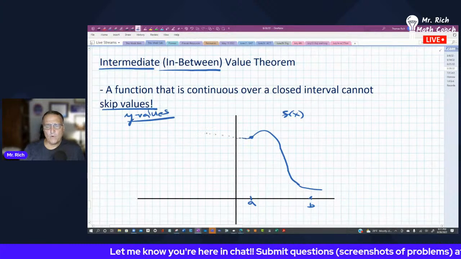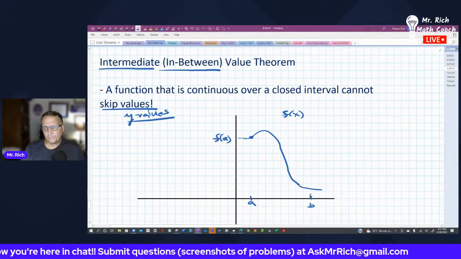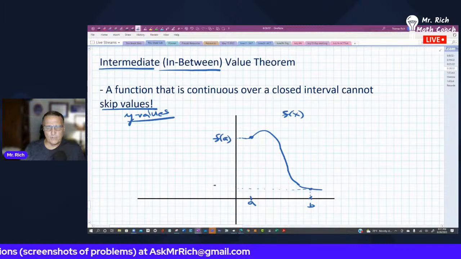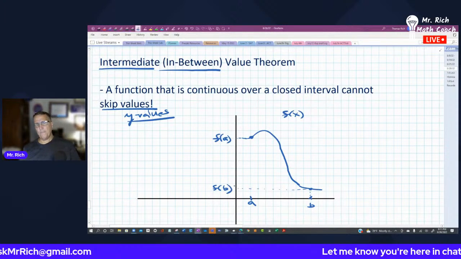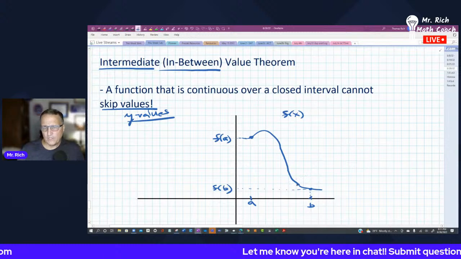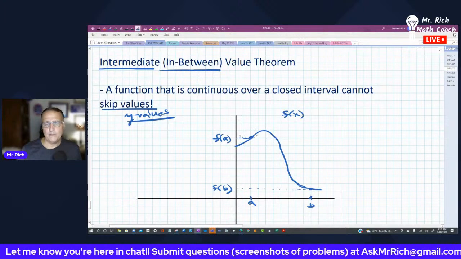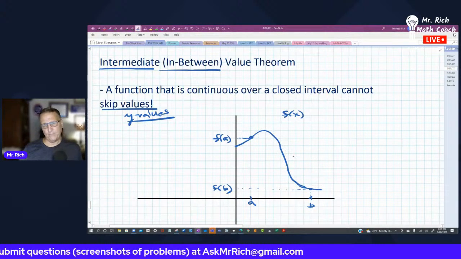Well, this y value here, we could label this as f of a. And we come up here, we hit the function, and we come over, and that is f of b. Now you can see that this function is continuous over the closed interval between a and b. So it's continuous at a, it's continuous at b, and at every point in between.